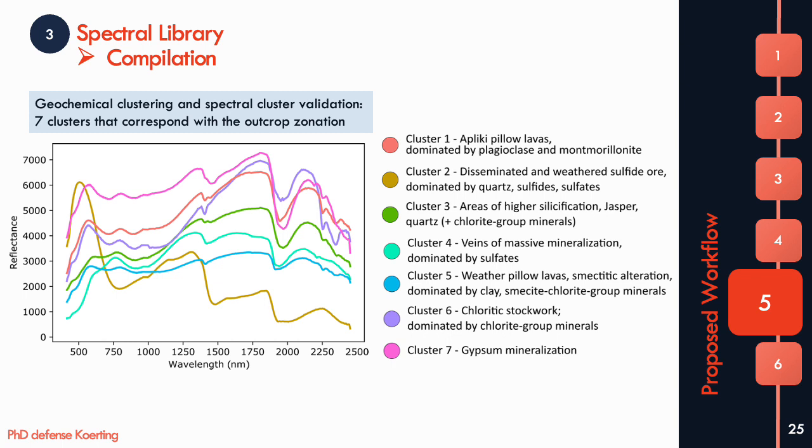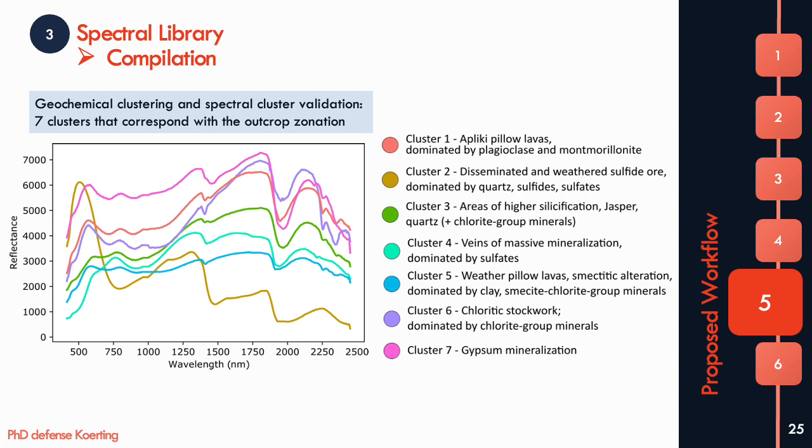The first cluster is the appliqué pillow-lavas. The second cluster is disseminated and weathered sulfide ore and sulfates. The third cluster are areas of higher silicification. The fourth cluster are veins of massive mineralization. The fifth cluster are the weathered pillow-lavas with a smectidic alteration. The sixth cluster is the chloritic stockwork, and the cluster 7 is my gypsum mineralization.